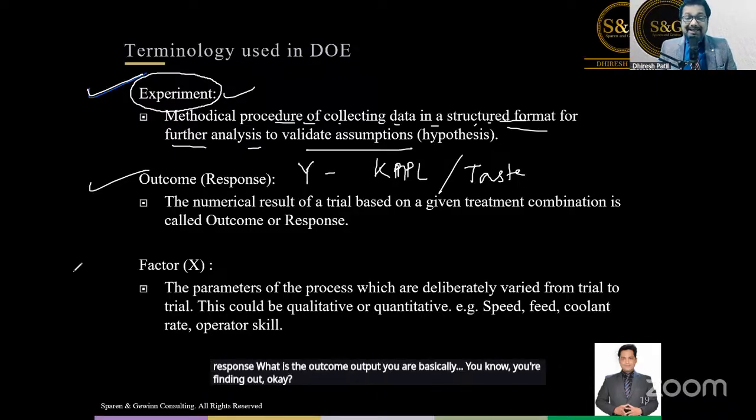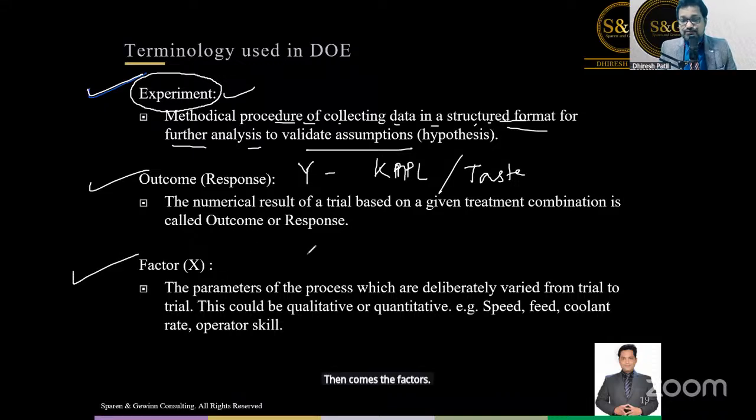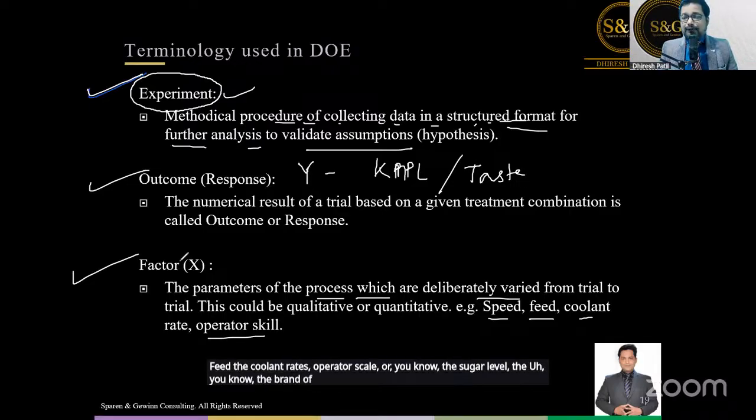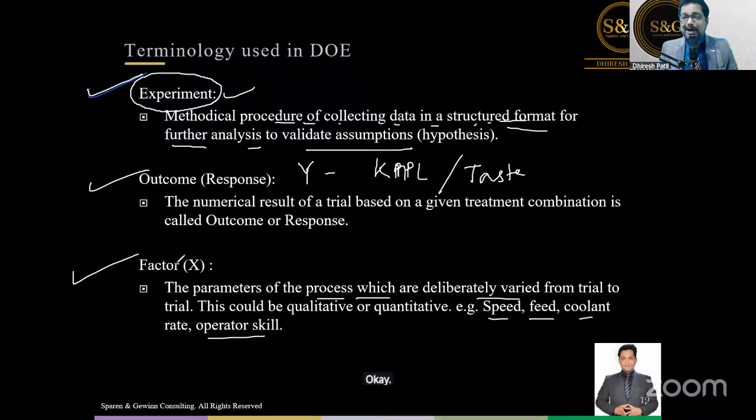Okay. Then comes the factors. All right. The parameters of the process which are deliberately varied, like speed, feed, the coolant rates, operator skill, or the sugar level, the brand of tea, the brand of milk, etc. So that is called the factors. So we have 1, 2, 3 factors, 4 factors, 5 factors. These are called factors, right? Clear? Experiment is the full experiment, response is the output, and then the factors.